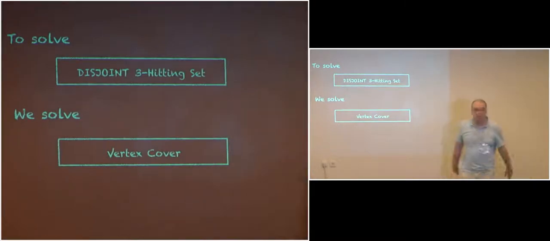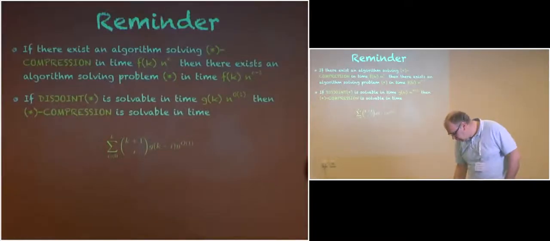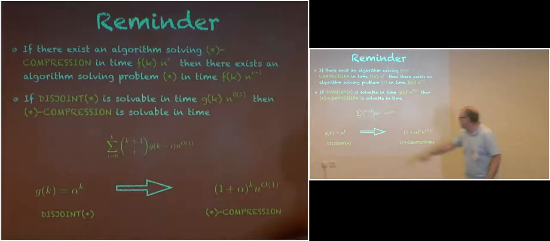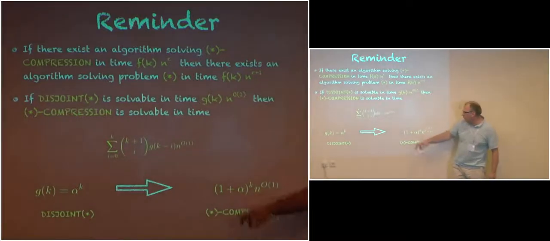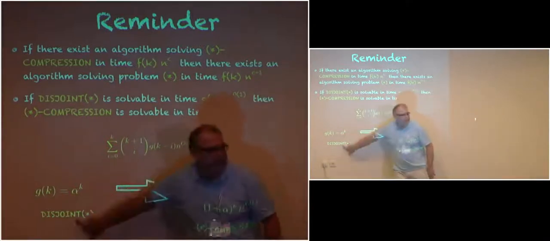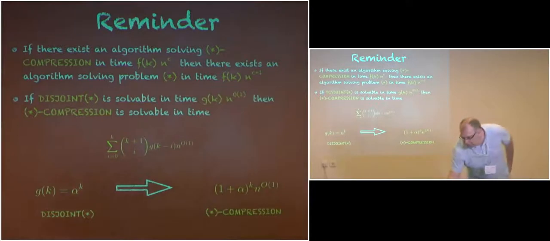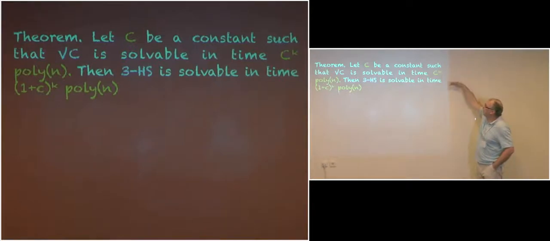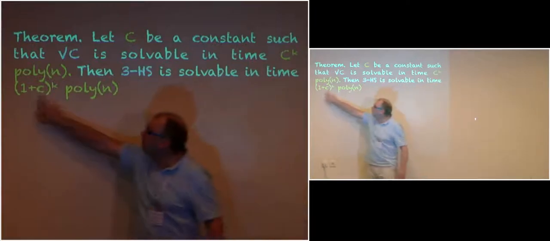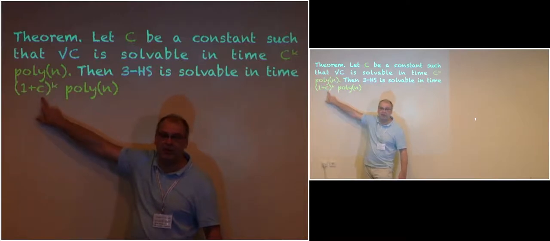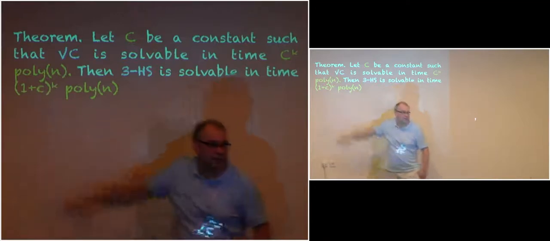Now we plug in the whole framework, and we have it again. If we have a disjoint algorithm, we use compression. Then the compression algorithm can be solved in time (1 plus alpha) to the k, where alpha to the k is the running time of the disjoint algorithm. So we have the following theorem. If I'm able to solve vertex cover in time c to the k, then I'm able to solve 3-hitting set in time (1 plus c) to the k. And even with our naive 1-3 branching, right, this is already better than 2 to the k, so this is better than 3 to the k.